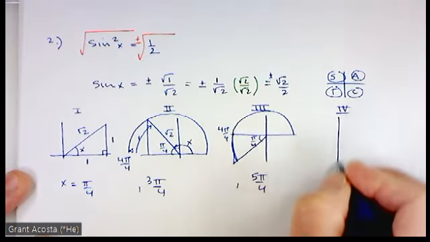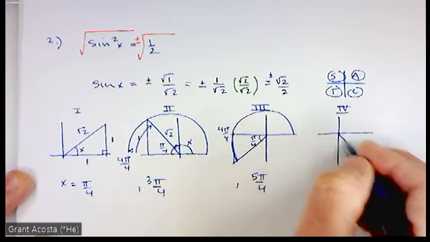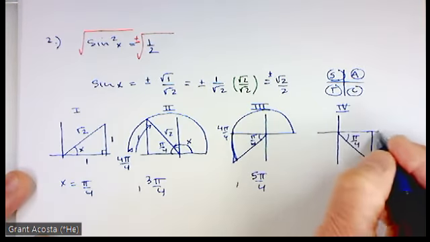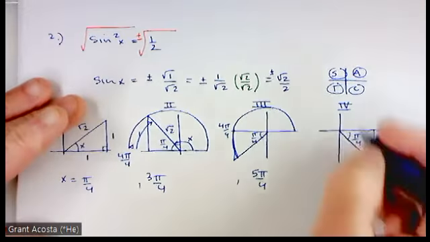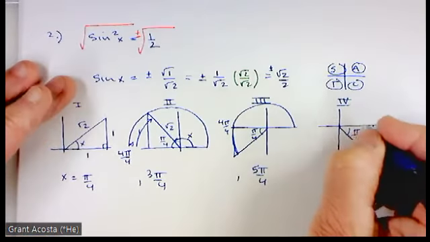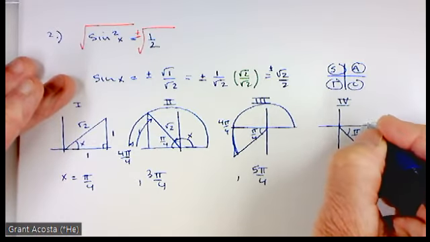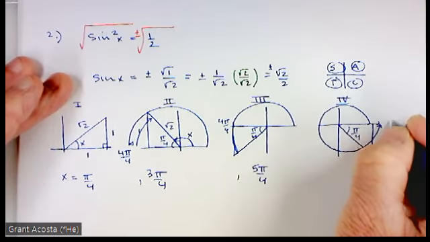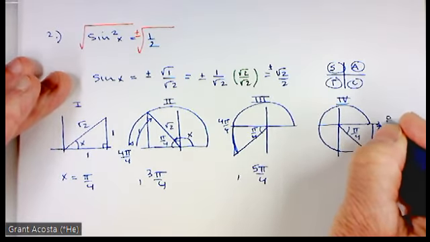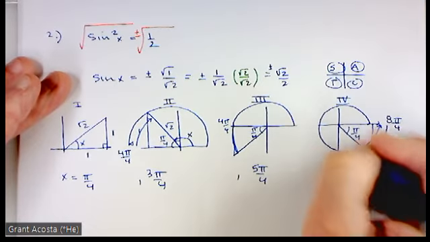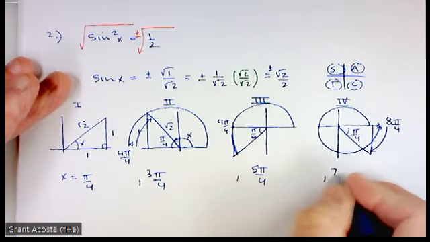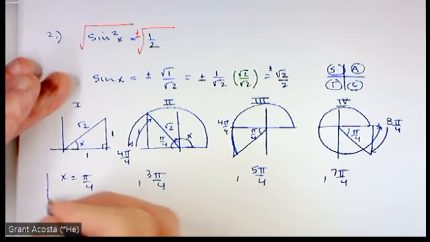And then in the fourth quadrant, you're probably noticing that depending on what quadrant you're in, you're always kind of doing the same thing to get to the angle. In the fourth quadrant, what you'd want to do is go all the way around the circle, which is 2 pi, also known as 8 pi over 4, and then go backwards until you get even with the hypotenuse. 8 pi over 4 minus 1 pi over 4 is 7 pi over 4. So there's our 4 answers.